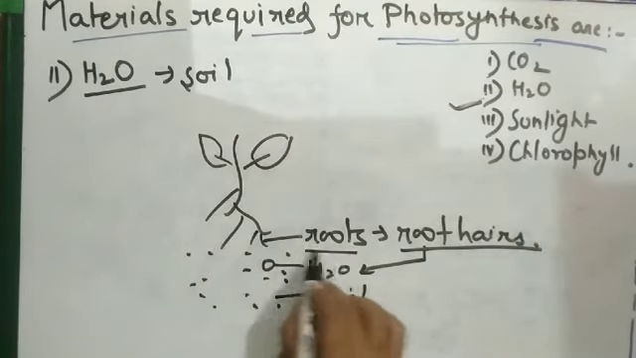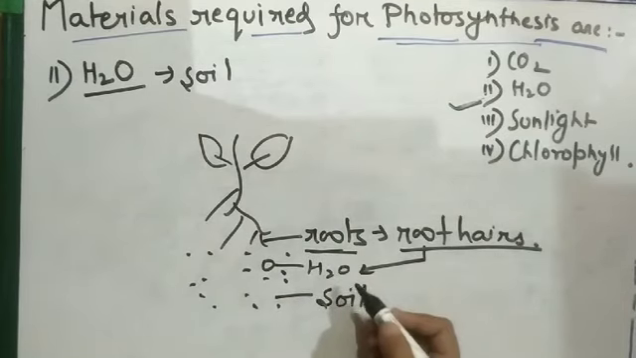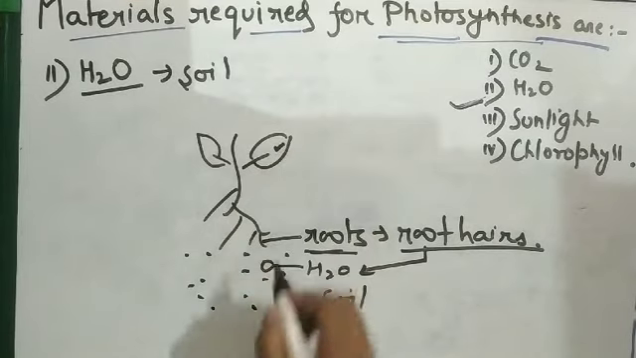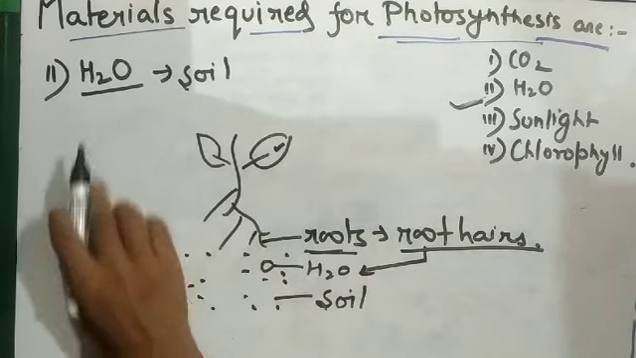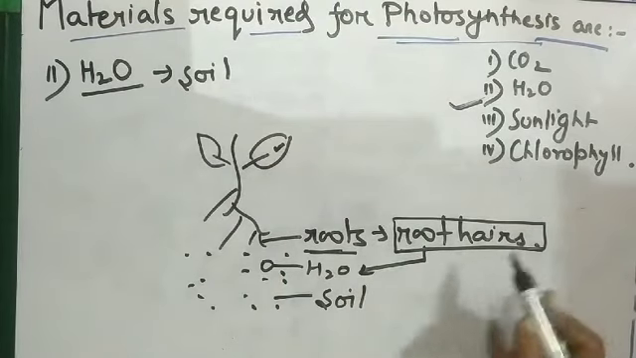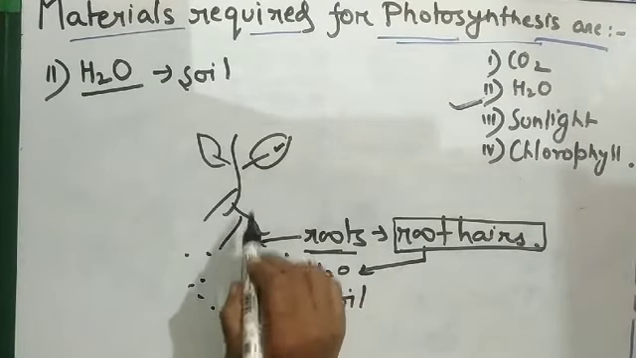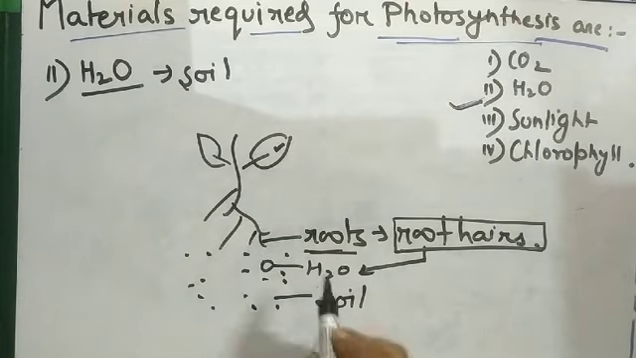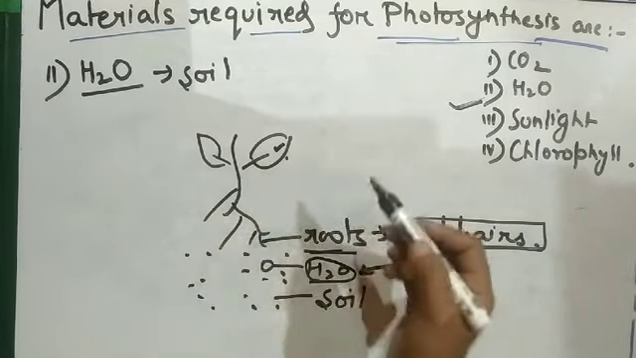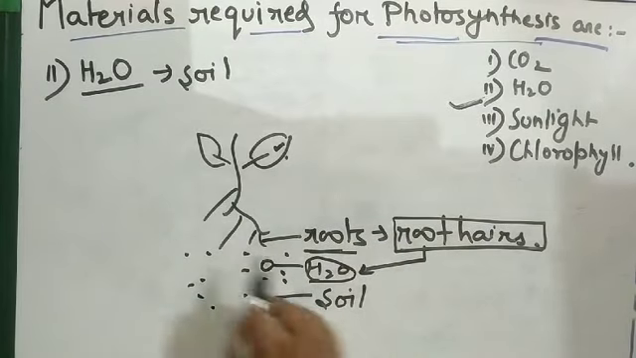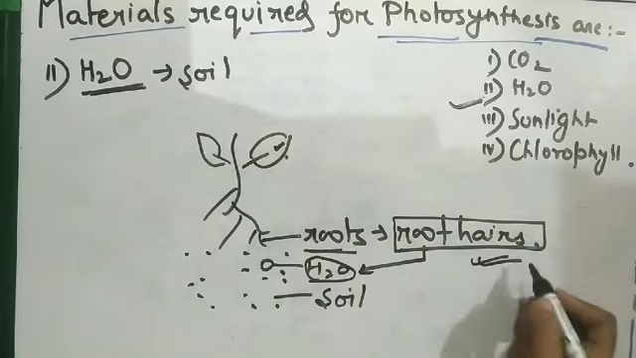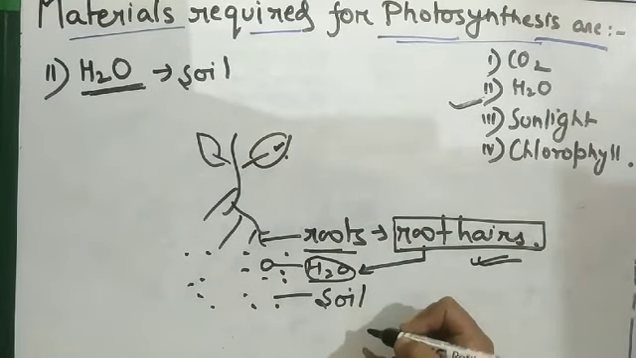The plant's roots have root hairs. Root hairs absorb this water molecule and take it to the leaf where photosynthesis occurs. So plants take water molecules from the soil with the help of root hairs. How the root hairs give the water from the root to the leaves, we will study in transportation. But right now we should just know that the water molecule is taken up by the root hairs present in the soil.